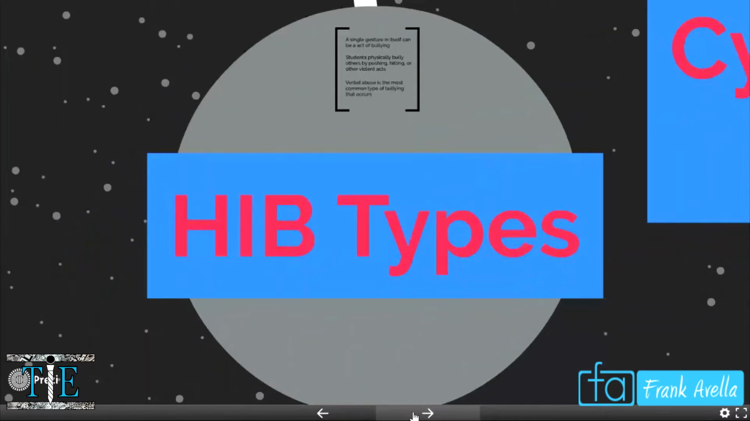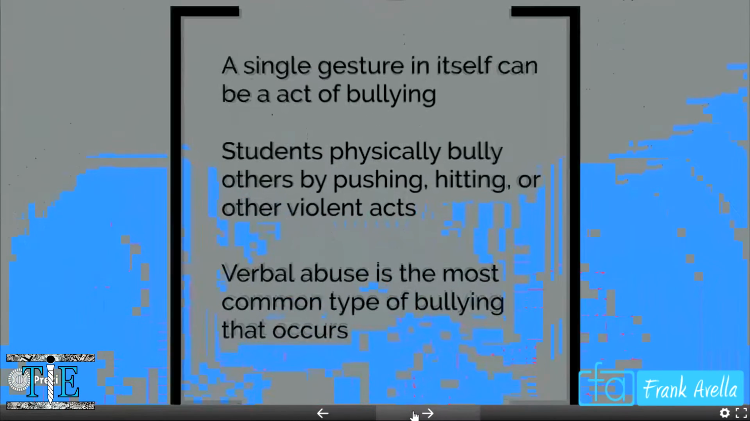Let's go over some types of HIB. The first type is a gesture. A gesture in itself can be an act of bullying, whether it's lifting up your hand towards somebody and making a fist or giving a middle finger. Students physically bully others by pushing, hitting, and violent acts. And lastly, very common, is verbal abuse, which includes threats and insults and demeaning comments.